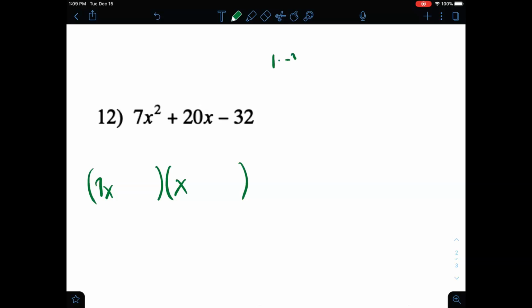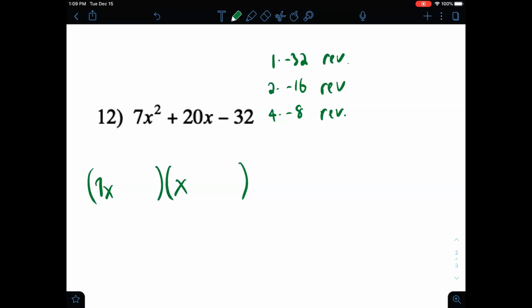We're going to have 1 times negative 32, or reverse. 2 times negative 16, 4 times negative 8. And is that everything? I think that's everything, because 6, 5, 6, 7 don't go into that. So any of these or the reverse of these are going to work. So we need to plug in one of these combinations that is going to give us 20x when we're done with it.